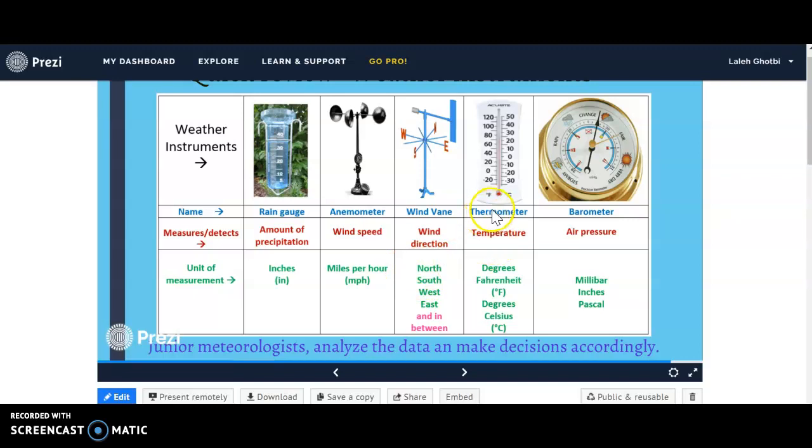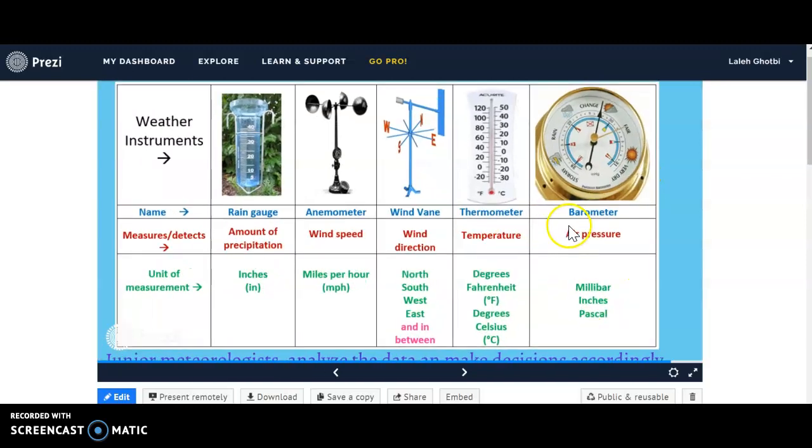This is a thermometer. You should be familiar with this one. Maybe you have it in your homes too. It measures temperature. The units for it are degrees Fahrenheit and degrees Celsius or centigrade. This is the barometer. It measures air pressure. Units of measurement could be millibars, inches, or Pascals. We use inches for our lessons.